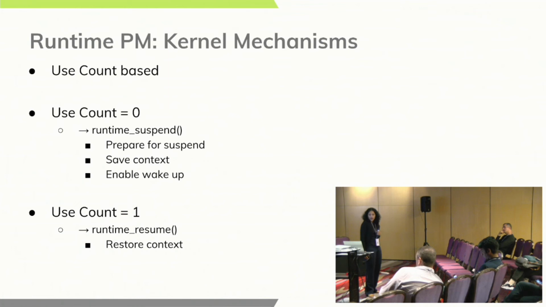And similarly, when the use count becomes one, it means that there is a request for the device to be active. So trigger the runtime resume of the device, which is supposed to restore context and do any other bookkeeping required to restore the device.